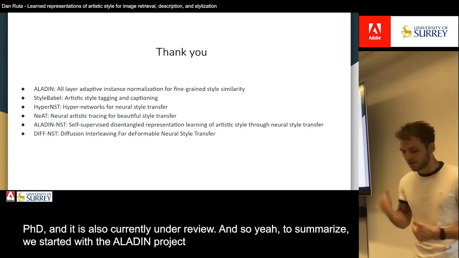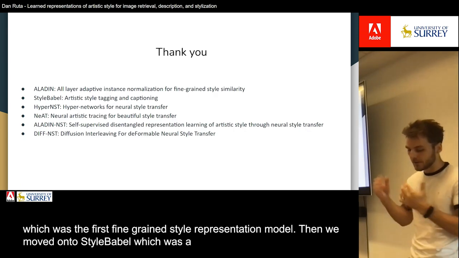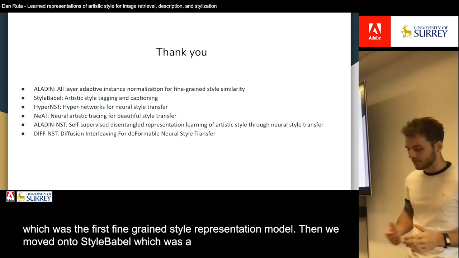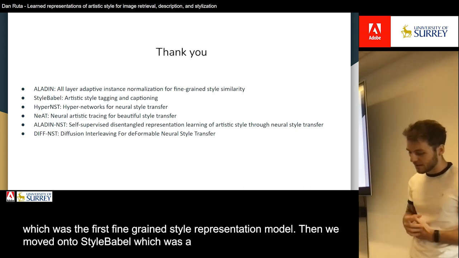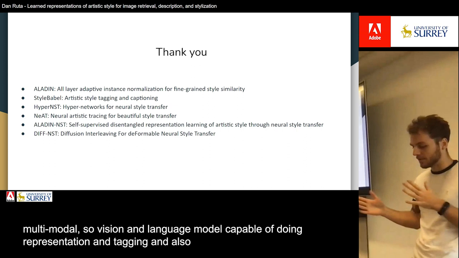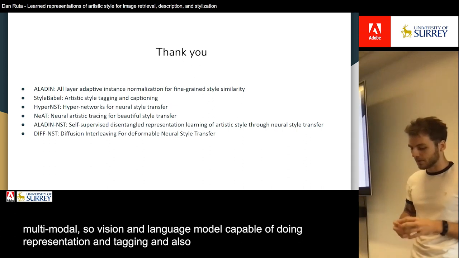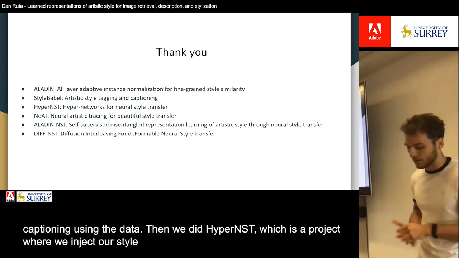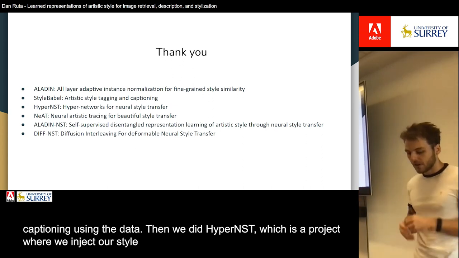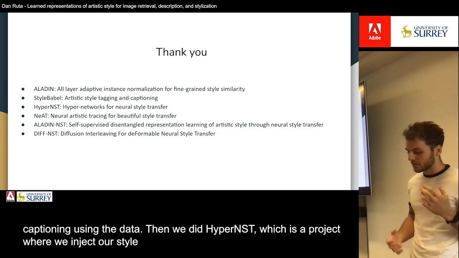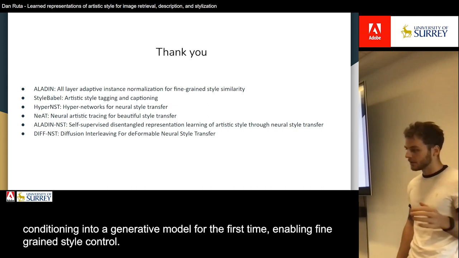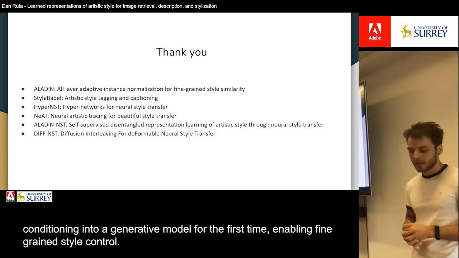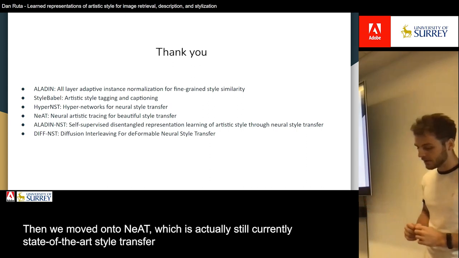To summarize, we started off with the ALADIN project, which was the first fine-grained style representation model. Then we moved on to StyleBabel, which was a multimodal, so vision and language model capable of doing representation and tagging, and also captioning using the data. Then we did HyperNST, which is a project where we injected style conditioning into a generative model for the first time, enabling fine-grained style control.